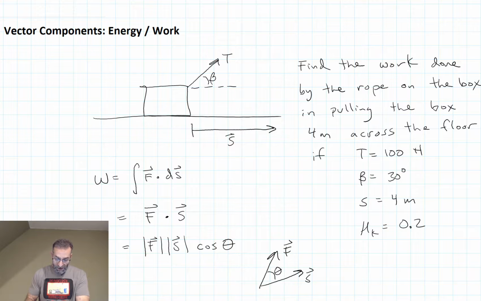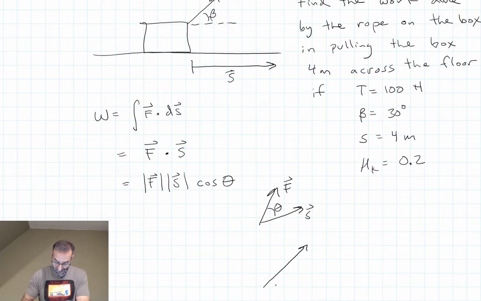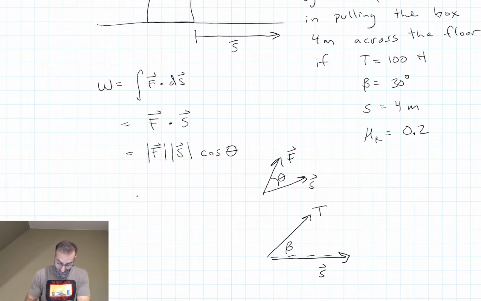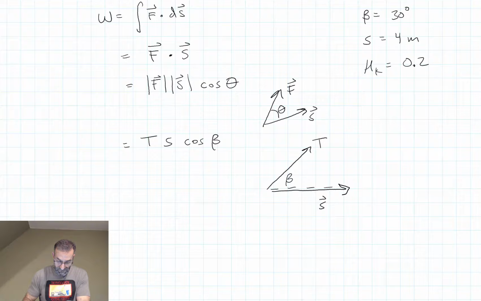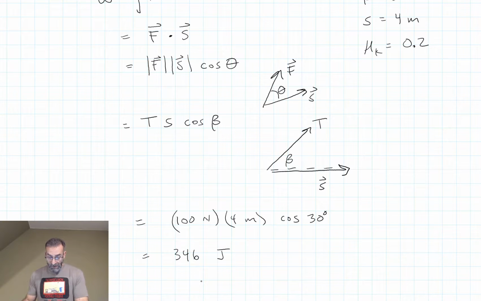So using the dot product here, if the tension is up and to the right at an angle beta with respect to the horizontal, and the displacement vector is to the right, then my work done is equal to the tension times the magnitude of the displacement times the cosine of beta. And plugging in the numbers that were given, 346 joules. Now let's take a look at this again, but we'll use our components instead of the dot product.